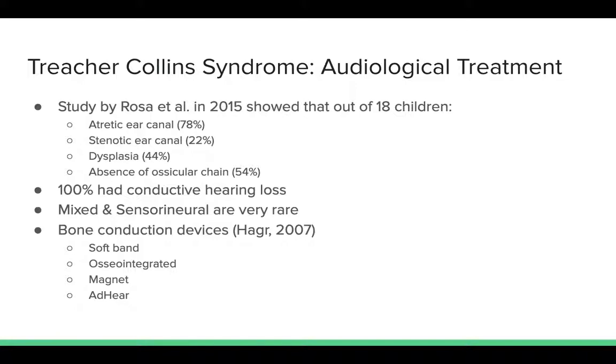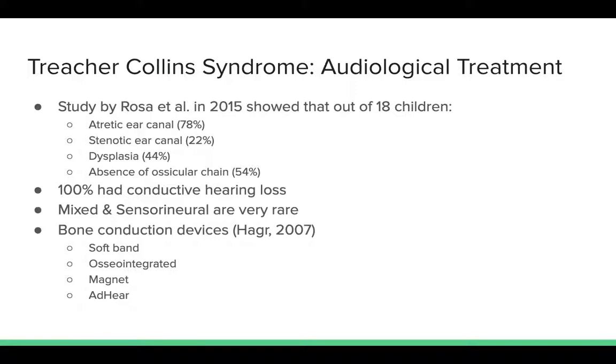So also to note, in other resources that I have put in the works cited at the end of this presentation, about 50% of these patients with Treacher Collins have a conductive hearing loss. So even though this study said 100% of their patients had a conductive hearing loss, just to note that they could not have a hearing loss as well. And it's typically not mixed or sensorineural, that's extremely rare.